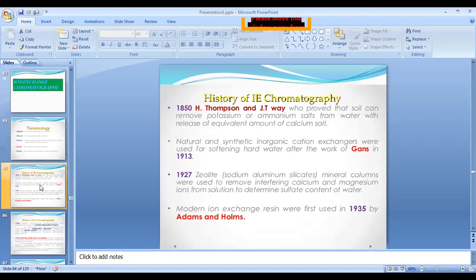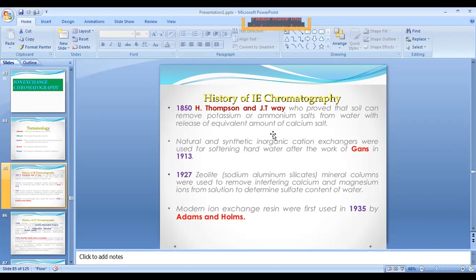Next, let us come to the history of ion exchange chromatography. In the 1850s, H. Thomson and J. T. Way proposed that soil can remove potassium and ammonium salts from water with the release of an equivalent amount of calcium salt. They first revealed that soil can act as a column, or we can say an ion exchanger. It exchanges calcium with potassium or ammonia.